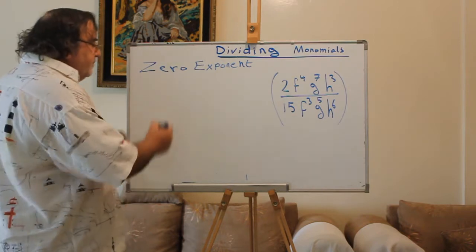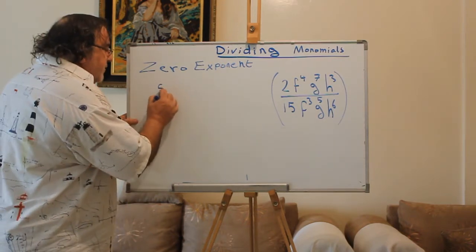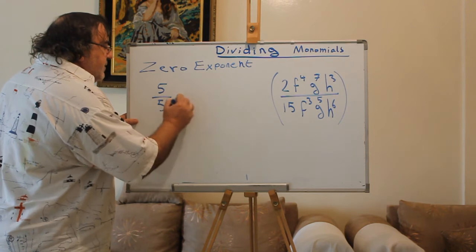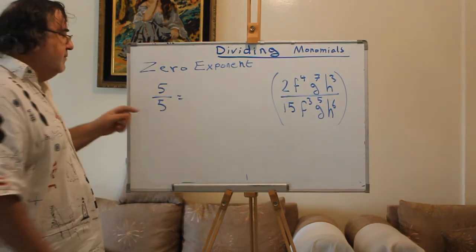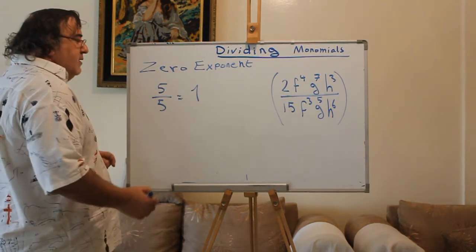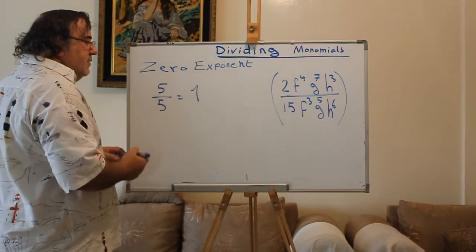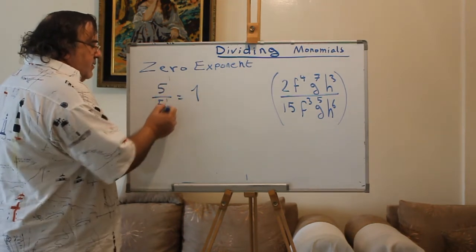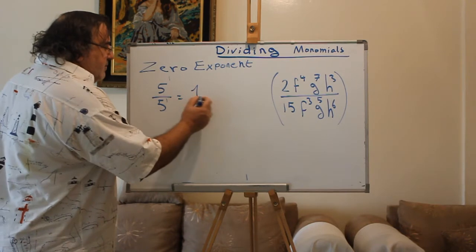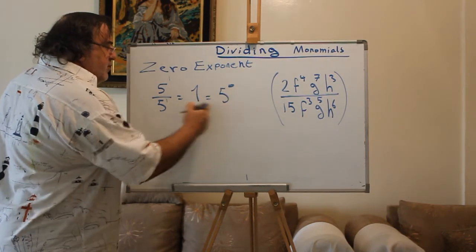Suppose you have 5 divided by 5. What will be the answer? 5 divided by 5 is 1. So what will be the power here? 1 and 1, so 1 minus 1 is 0. This will be equal to 5 to the power 0, which is 1.